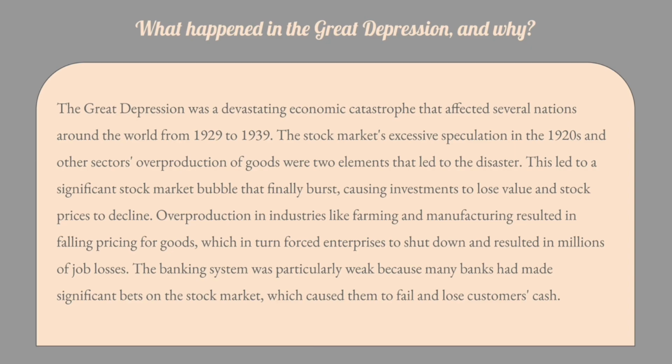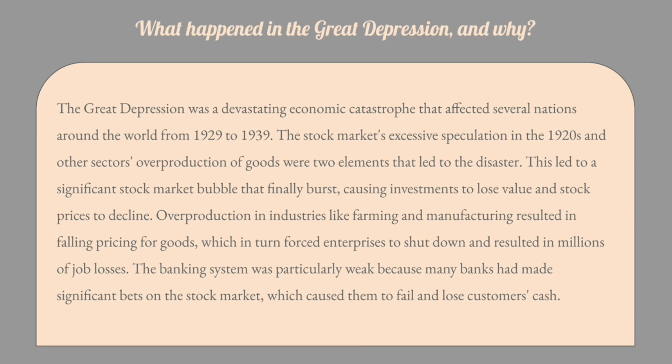What happened in the Great Depression and why? The Great Depression was a devastating economic catastrophe that affected several nations around the world from 1929 to 1939. Excessive speculation in the stock market in the 1920s and overproduction of goods in other sectors were two elements that led to this disaster. This led to a significant stock market bubble that finally burst, causing investments to lose value and stock prices to decline. Overproduction in industries like farming and manufacturing resulted in falling prices for goods, which in turn forced enterprises to shut down and resulted in millions of job losses.